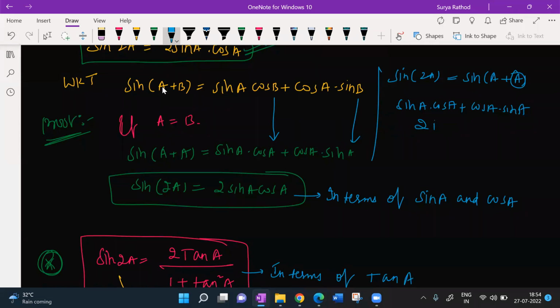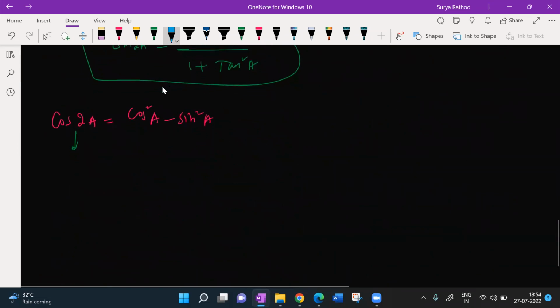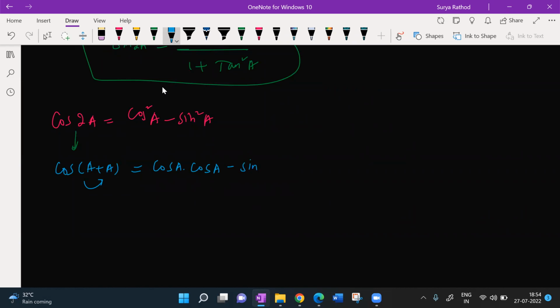Any doubts? One second. All right, this is the sin 2A formula. So here also it is the same thing. Cos 2A can be written as what, beta? Cos of A plus A. Isn't it looking like the cos A plus B formula? Cos A into cos B, B is what? Cos A only. Minus sin A into sin B. Sorry, B is what? A only.